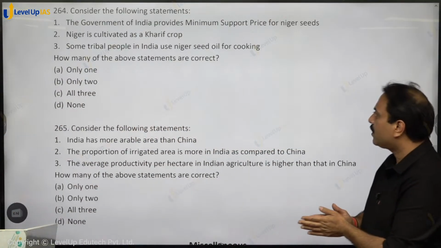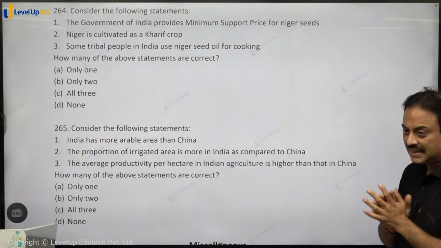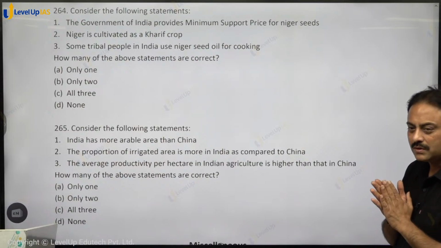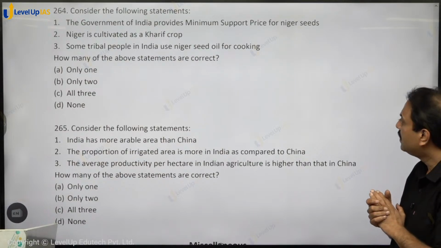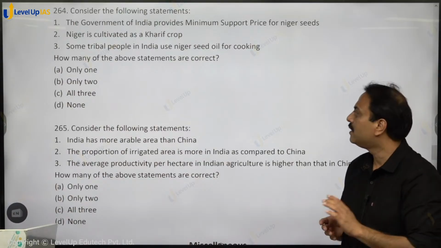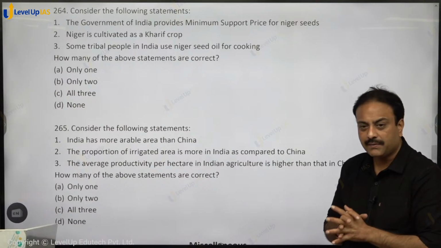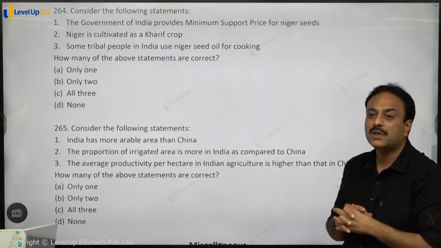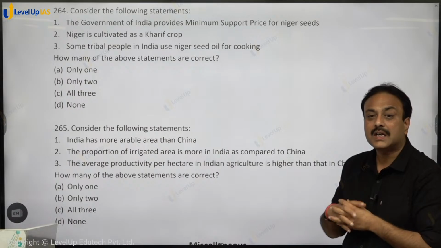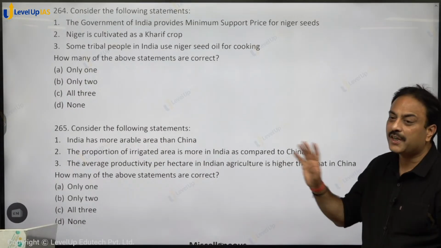Question number 264. Consider the following statement. The government of India provides minimum support price for Niger seeds. Yes or no? Yes. 14 kharif crops are there, and one of them is Niger. It is cultivated as a kharif crop, but somewhere it is also grown in rabi. In Odisha and some parts of Chhattisgarh, it is also grown as a rabi crop.